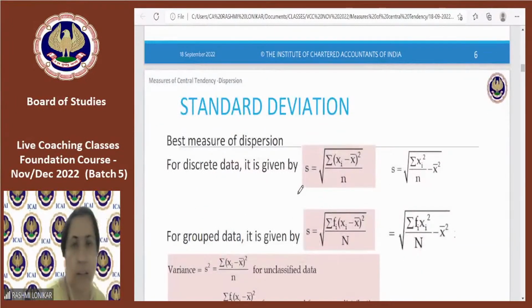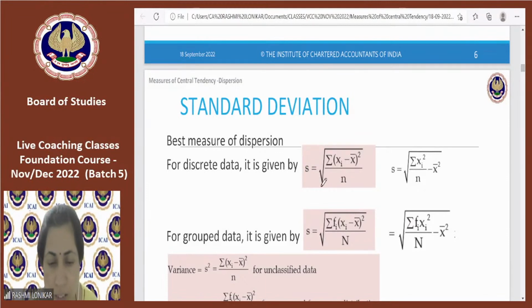And then we have the standard deviation, which we were discussing last time at the end. It is the best measure of dispersion. It requires a little bit of calculation, but it gives you a better understanding of your data. So for discrete variable, what we do is S is equal to square root of summation xi minus x bar whole square upon n. You can use this way, or you can use the same formula as S is equal to square root of summation xi square upon n minus x bar square.